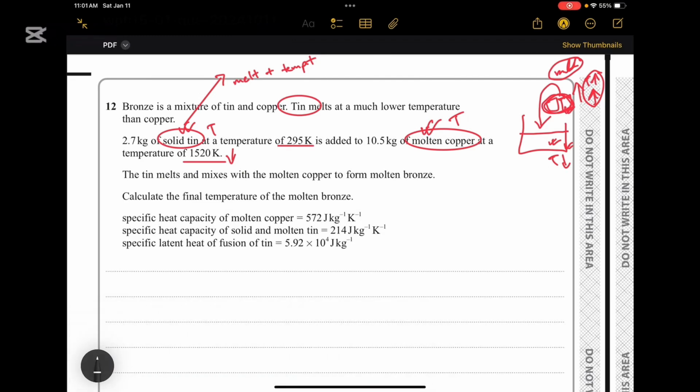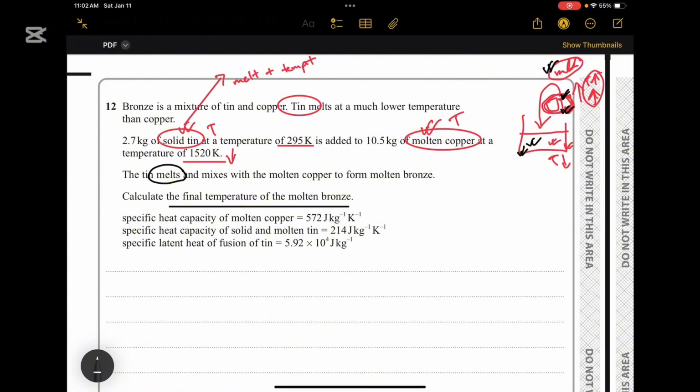So basically the tin melts. They have said the tin melts and mixes with the molten copper to form molten bronze. They have asked us to figure out the final temperature of the molten bronze. I'll explain again: the energy of the hot water will be transferred to melt the ice cubes, and then increase the temperature of the water from the melting of the ice cubes.